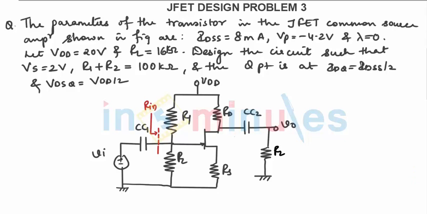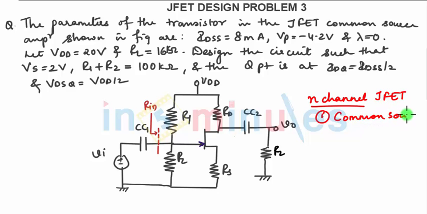Next is a JFET design problem. In this again we can identify, since the arrow is pointing inwards, that it is an N channel JFET. For any problem, when we start the analysis, first we identify which is the channel and which is the configuration. Which are the three configurations? It can be common source configuration, common drain configuration, or common gate configuration.